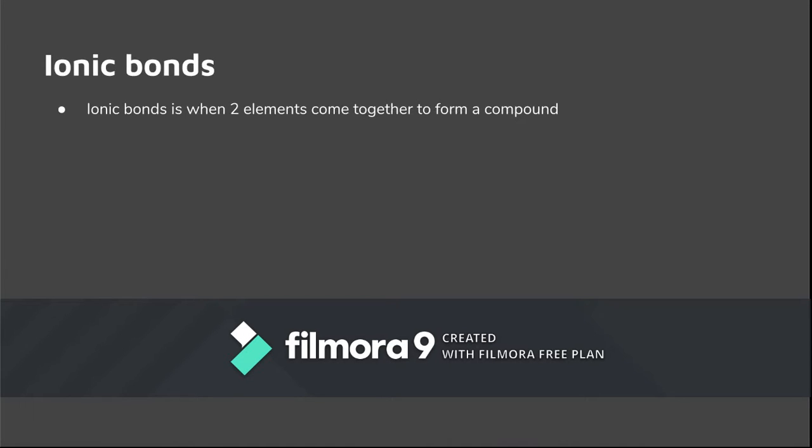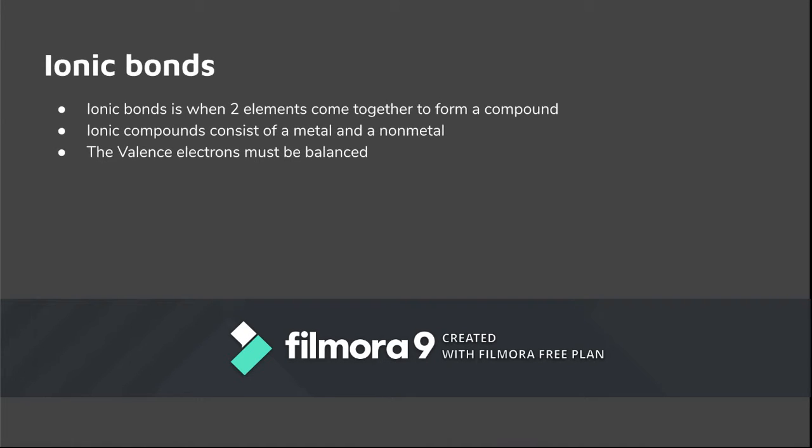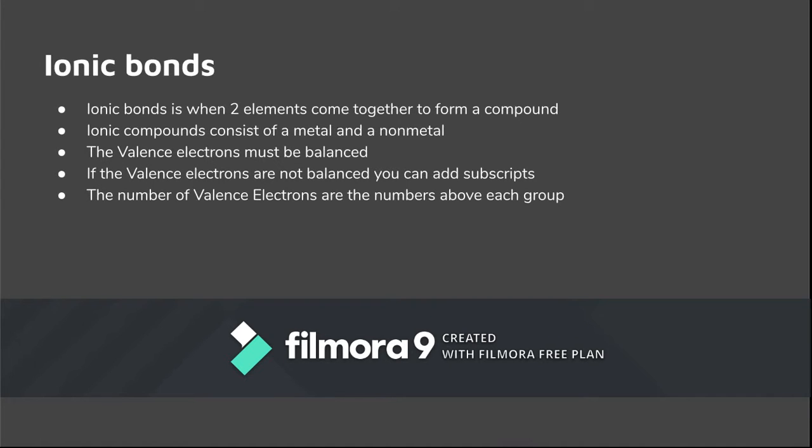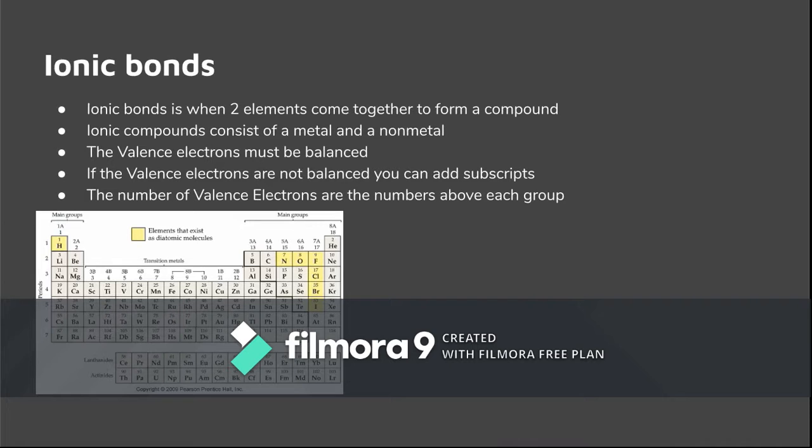Ionic bonds are when two elements come together to form a bond. Ionic compounds consist of a metal and a nonmetal. In an ionic compound, the number of positive and negative valence electrons must be equal. If valence electrons are not equal, you can add subscripts to each element to equal them up. The number of valence electrons is above each group in the periodic table.